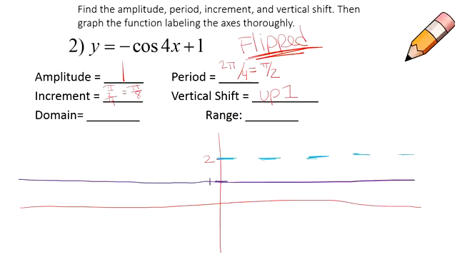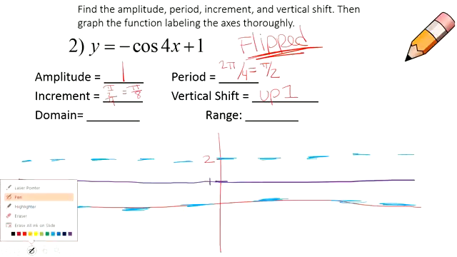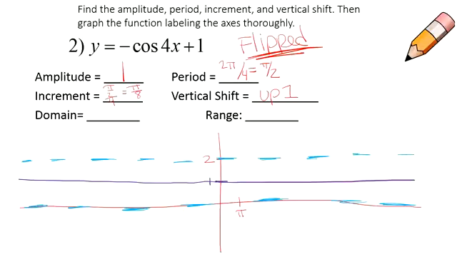This guy's going to be pretty skinny compared to what we normally have for our graphs, or what we've been doing recently. It's going to be a pretty skinny graph. There we go. And then let's go ahead and do our increments, which is pi over 8, 2 pi over 8, 3 pi over 8, and 4 pi over 8. Then it looks like I got negative pi over 8, negative 2 pi over 8, negative 3 pi over 8, and finally negative 4 pi over 8.